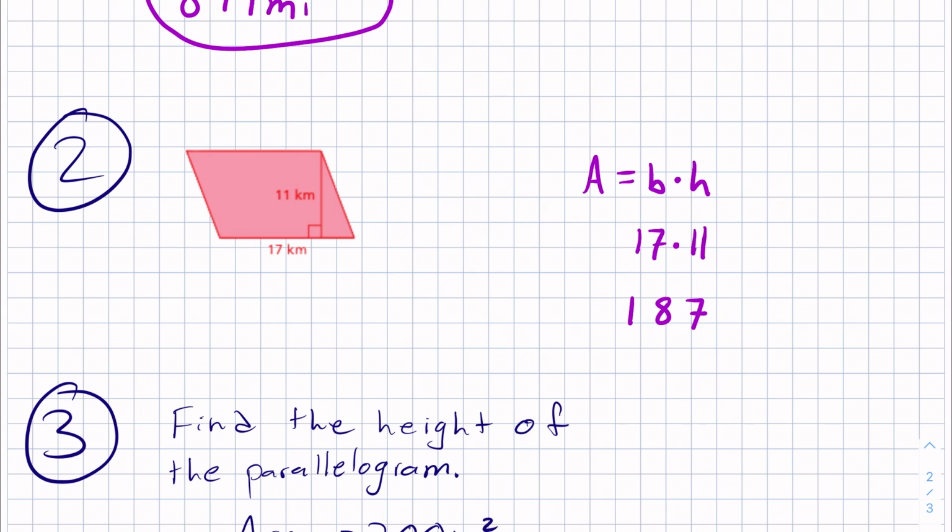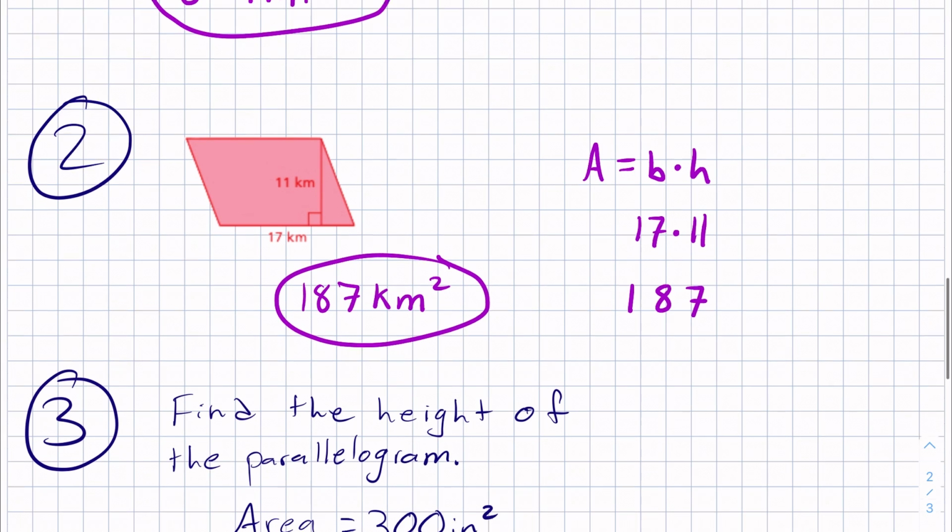So that's 187 kilometers. Oh, where'd my M go? Kilometers squared. That's the area for that, base times height. 187 kilometers squared.